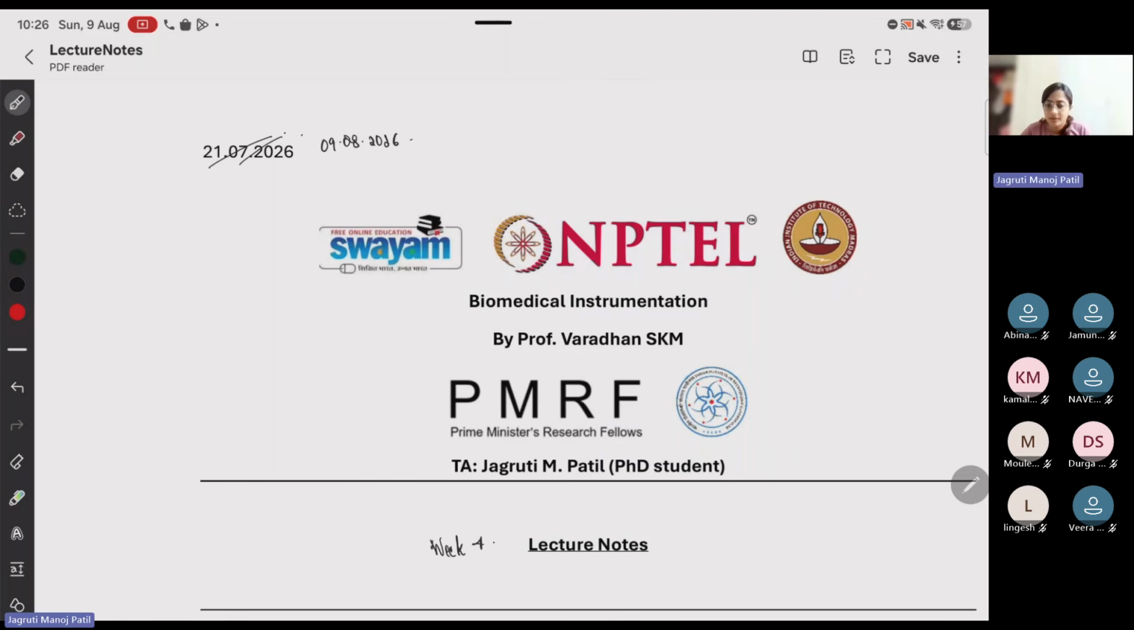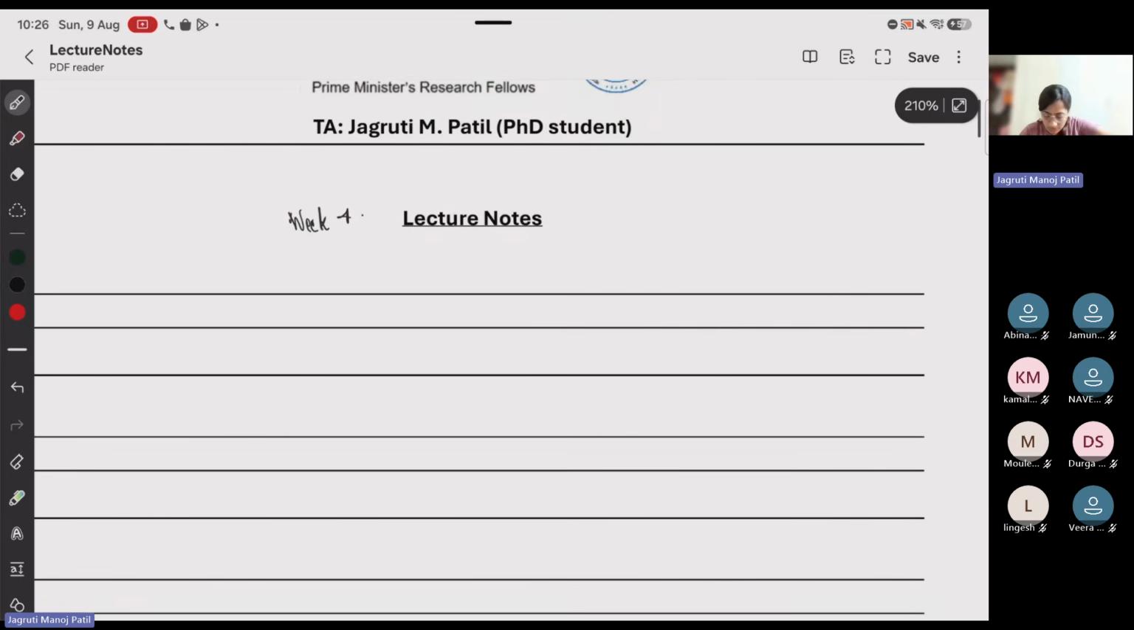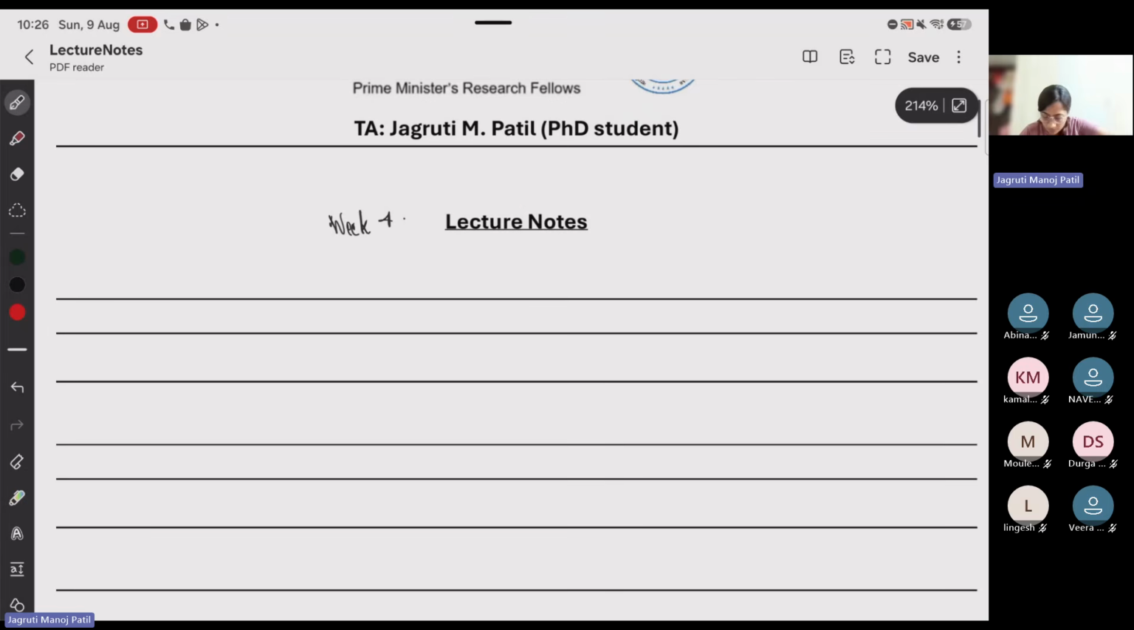Let me know if you're not able to read it. I'll zoom it further. I tried to keep it within the page limit. Is this visible to you? Or else I'll try writing in simple form. Okay, I hope this is visible.